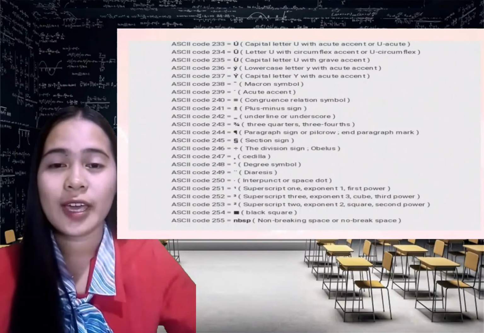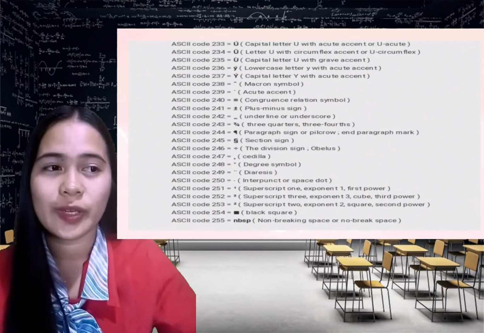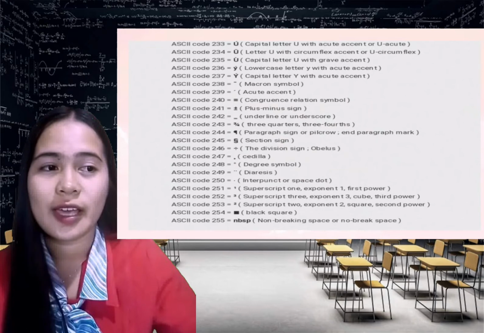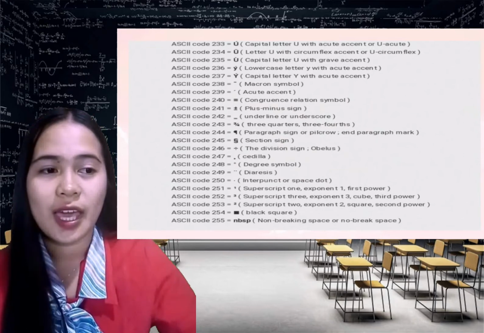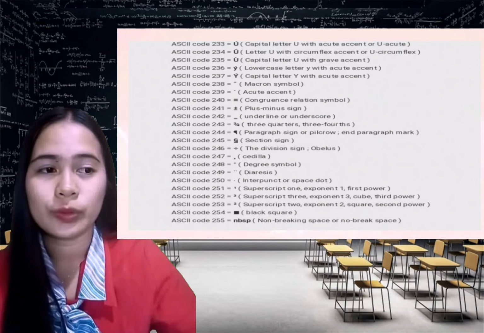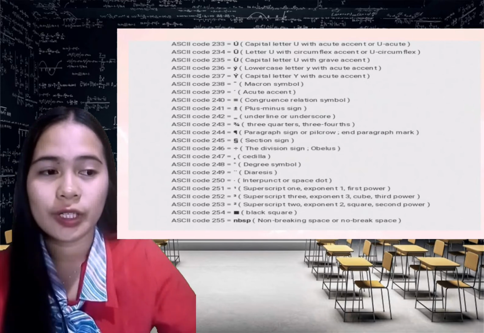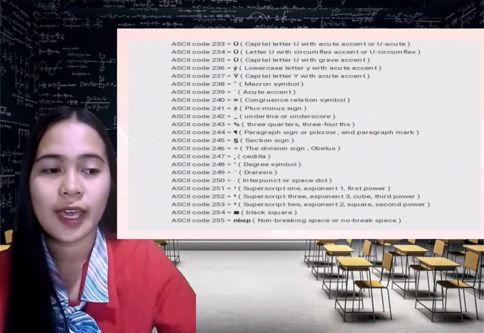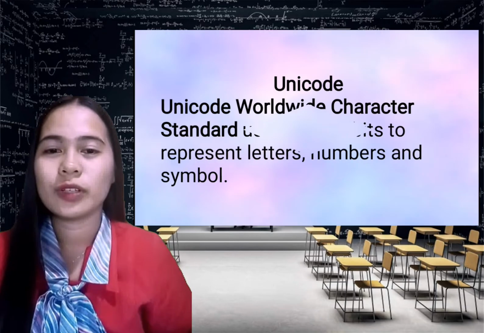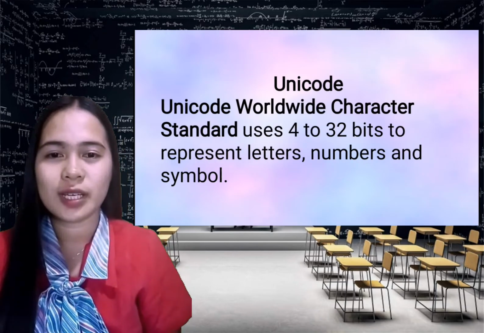Last slide of the ASCII description character, we can see the ASCII code 235, capital letter U with grave accent, ASCII code 242, underline or underscore, ASCII code 248, the degree symbol, and the ASCII code 255, non-breaking space or no break space.